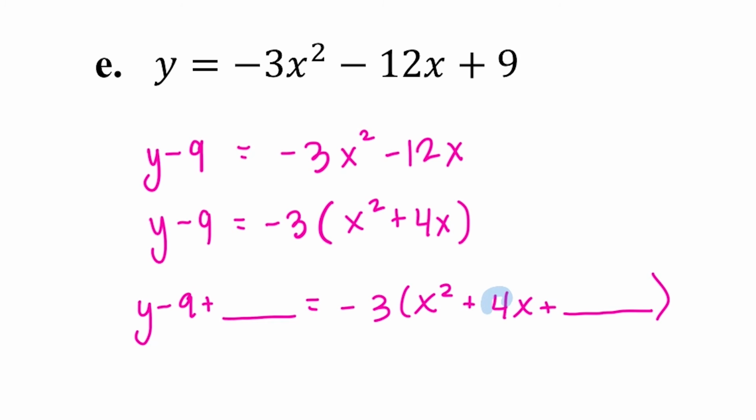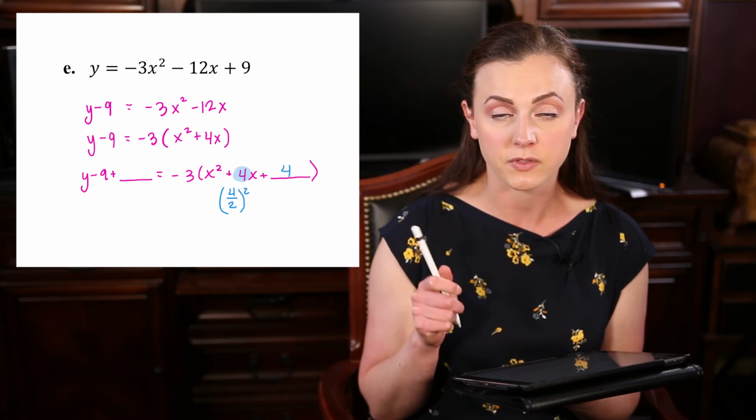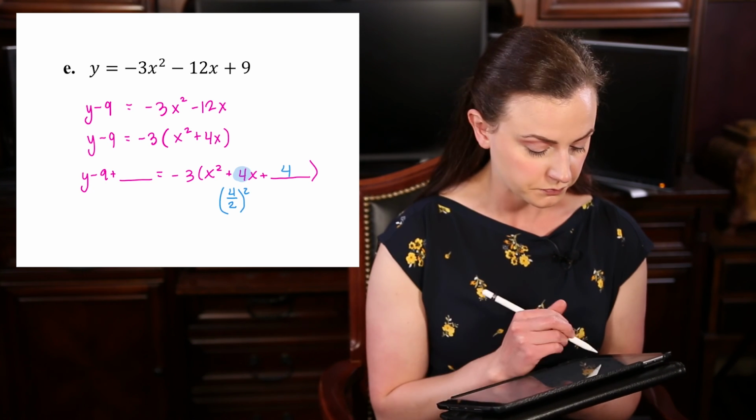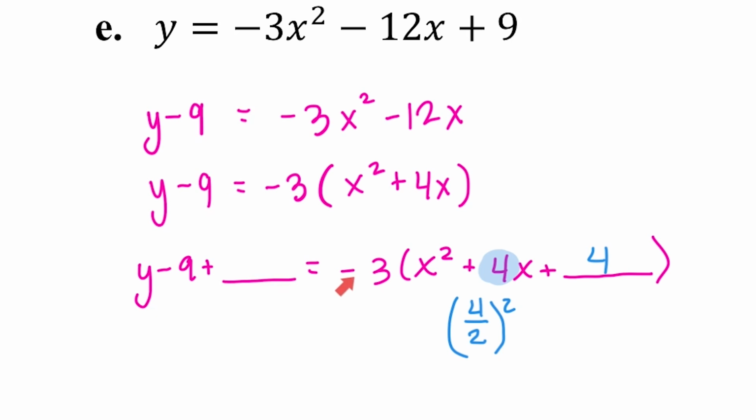Take your linear coefficient, that number in front of x, you're going to divide it by 2 and square it. So 4 divided by 2 is 2, squared is 4. But what do we add to the other side? Well, we pulled that negative 3 out. So really on this side, we have a negative 3x squared minus 12x minus 12. So we really should have a minus 12 on the left-hand side as well. So whatever we add to the inside here, make sure you multiply that by this negative 3 before we add it to the left side.